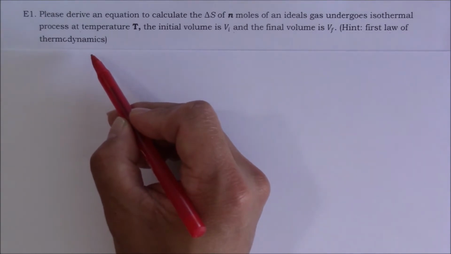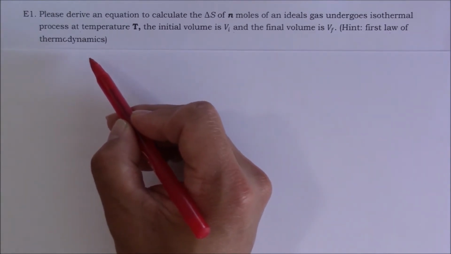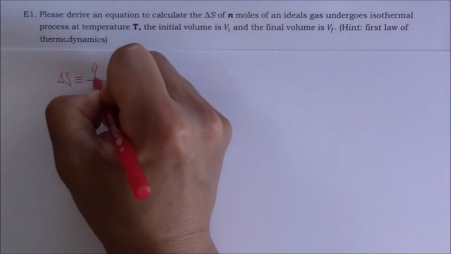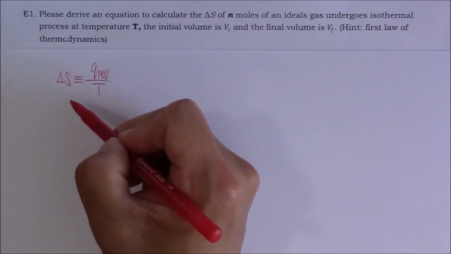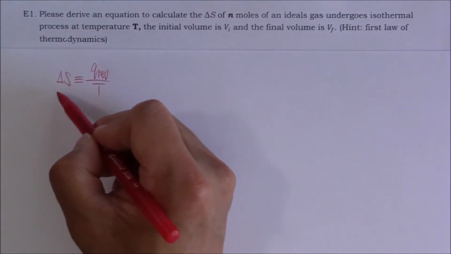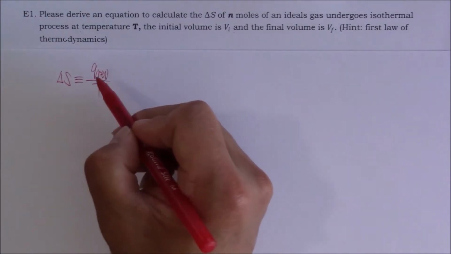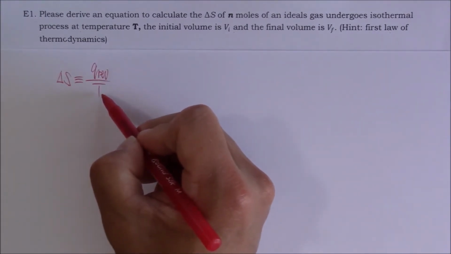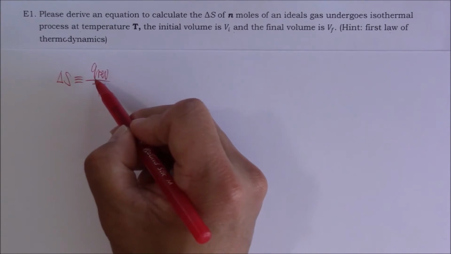Well, since we want to calculate the entropy change, one starting point is to use the definition of delta S. This is the definition of entropy change. It is defined as Q reversible over temperature in Kelvin. Q reversible represents the heat during a reversible process.